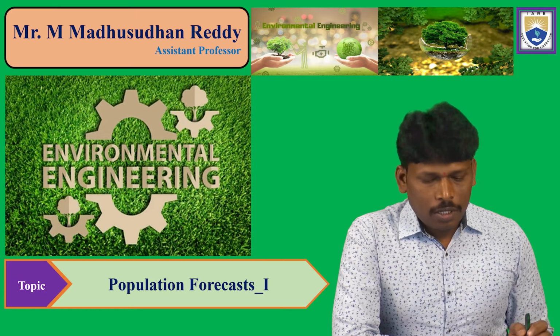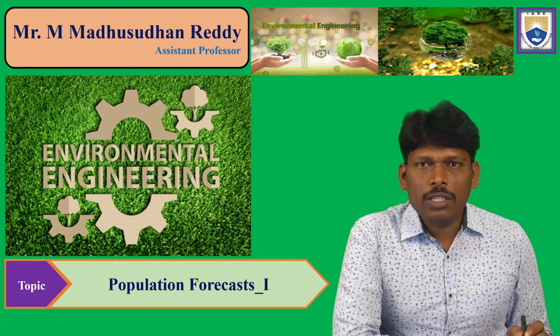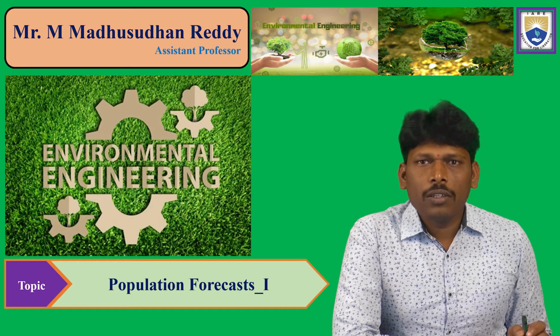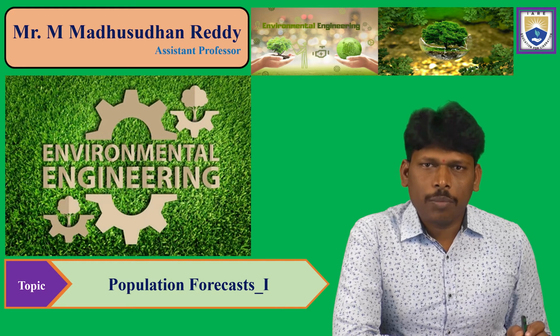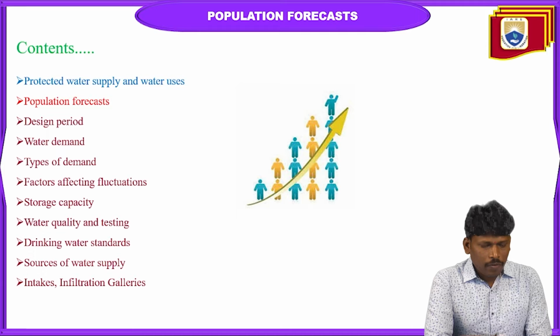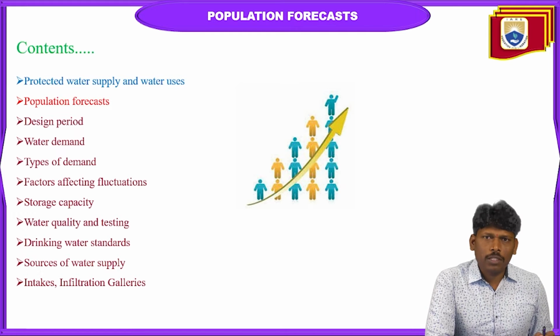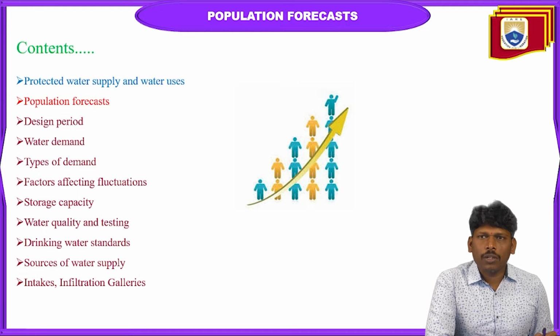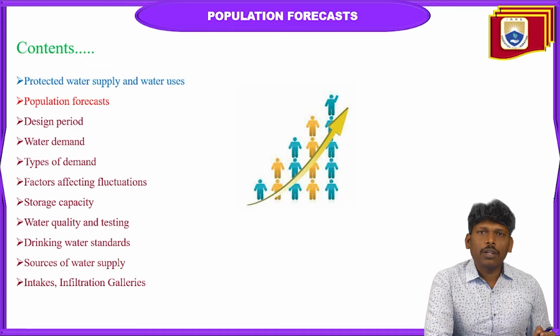So till the last class we discussed basic introduction on water quality, water demand, and then water supply. Then after that we discussed various methods to protect the water source. The source may be a surface source or subsurface source. So in order to protect it, what are the various methods followed? And then after we discussed the design period.